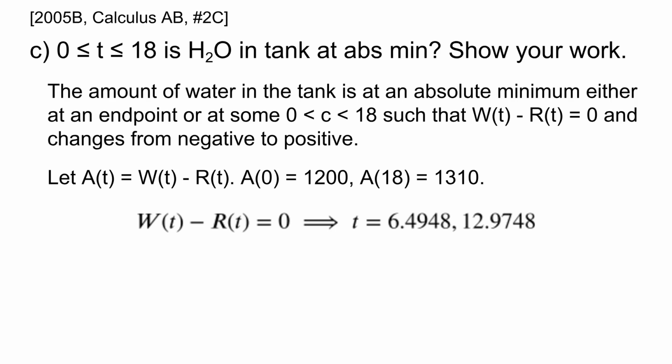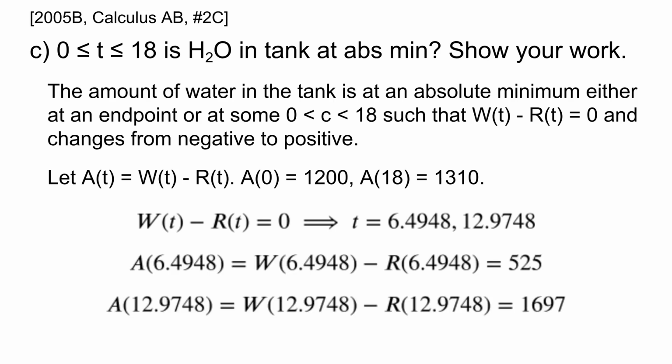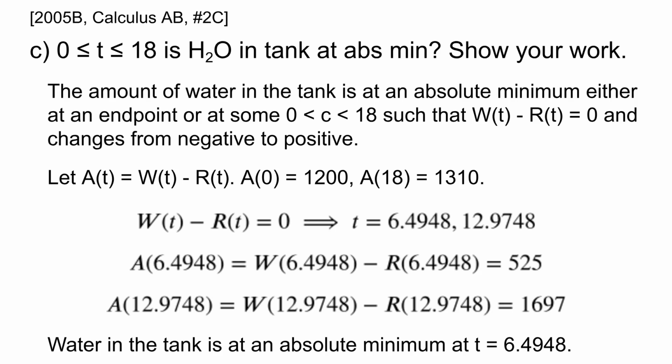So A of t, or W of t minus R of t, is going to equal 0 based on our calculator, since this is a calculator active question, on the interval from 0 to 18 when t is equal to 6.4948 or when t is equal to 12.9748. Calculating A of t at these two values, we see that A of 6.4948 is about 525, and A of 12.9748 is about 1,697. Based on this, we conclude that the amount of water in the tank is at an absolute minimum when t is equal to 6.4948.